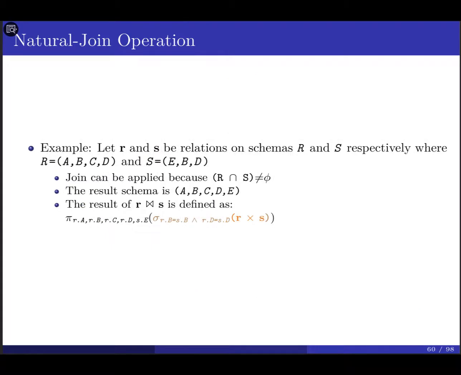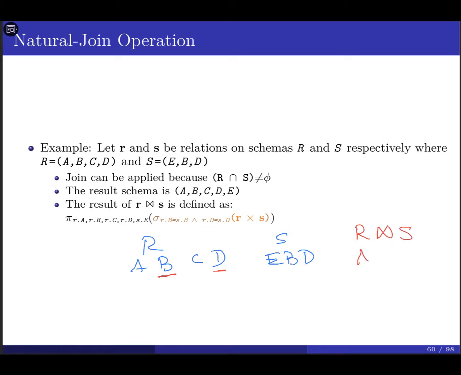So this is the actual thing when I perform it here. Say we give you a relation R, for example A, B, C, D, and the relation S is going to be E, B, D. What's the common attribute here? You have B and D. So when you perform R join S, this is what's going to happen here.